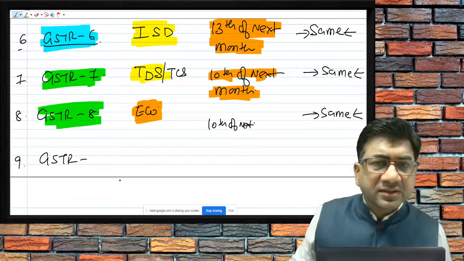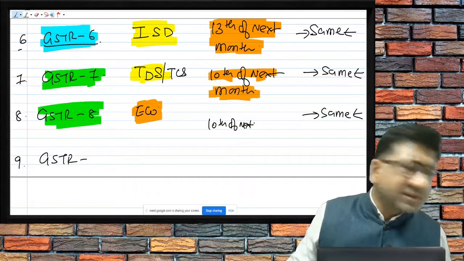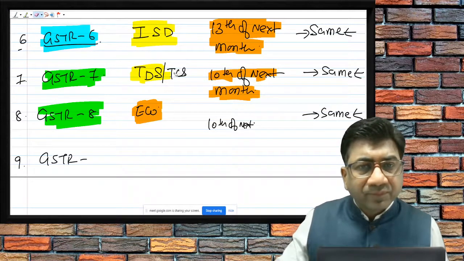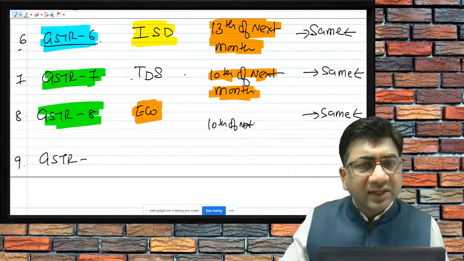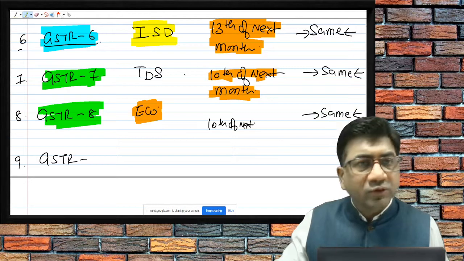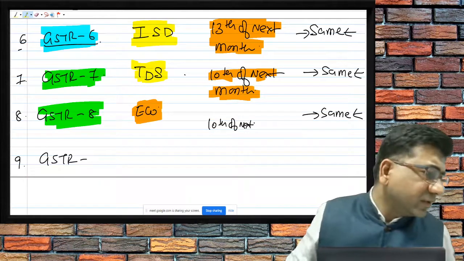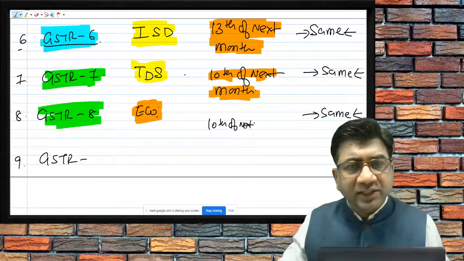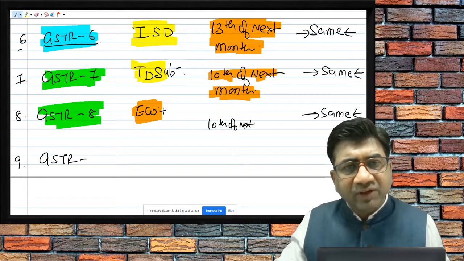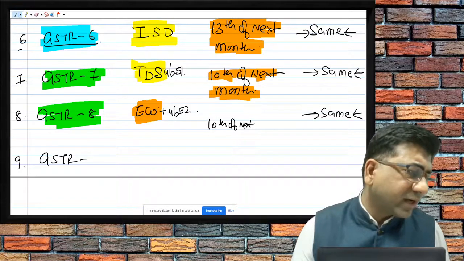Just a second guys. TDS is 7, not TCS. TDS is 7 guys, please write it down. There should be no confusion in this. TDS is 7, and the ECO, who is required to collect tax at source. This is ECO for collecting tax at source. TDS is under section 51, this is under section 52. Yes, my dear friends, this is for the ECO who is required to collect tax at source.